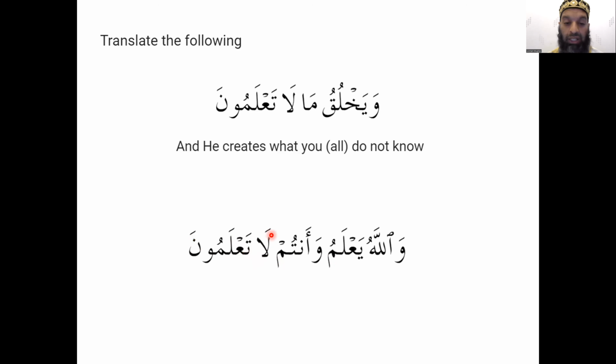And you have to remember here, the lam, you can't say la ta'lamuna. La ta'lamuna means completely the opposite. It means you definitely know. Right? So, la ta'lamuna. You have to make sure you pronounce this alif here. Make it 2 counts. La ta'lamuna. Right?